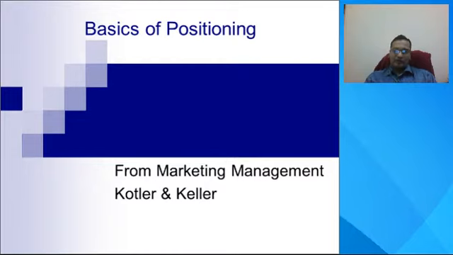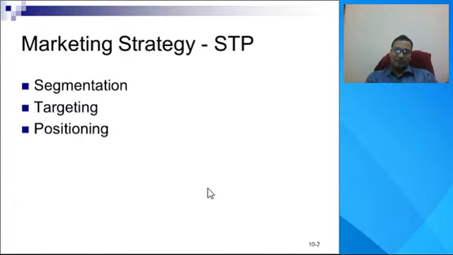So when we look at the marketing strategy as such, there are three basic elements to marketing strategy. We call it using the acronym STP, that is segmentation, targeting, positioning. And positioning is one of the most important elements of the marketing strategy, and that is what we usually see in the communications from the brand.